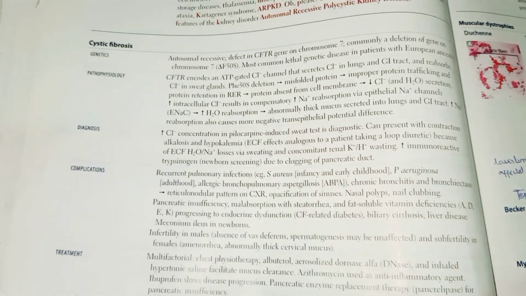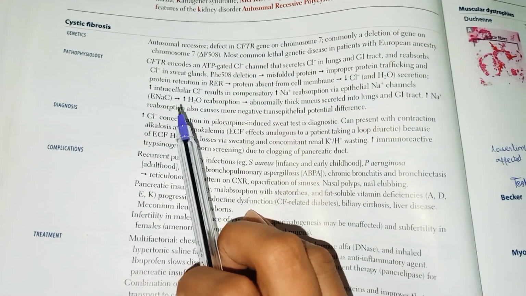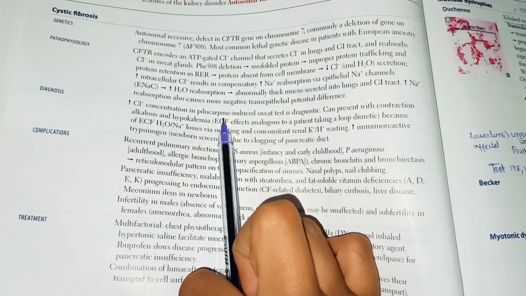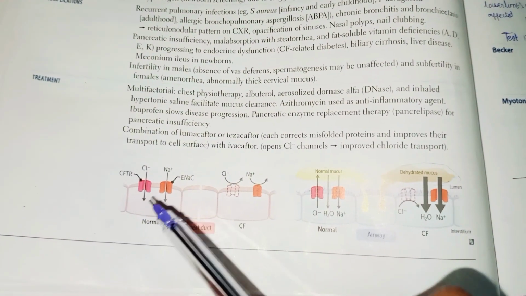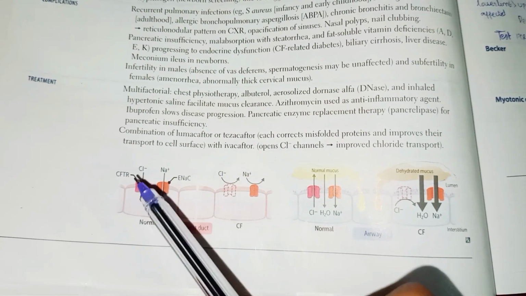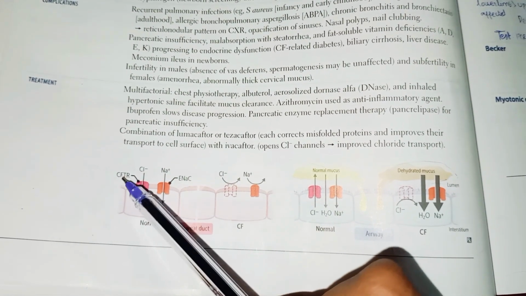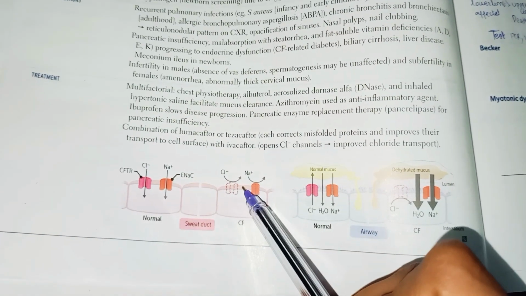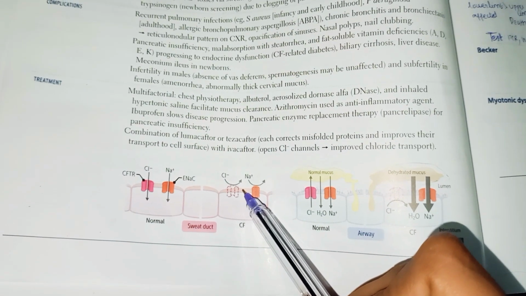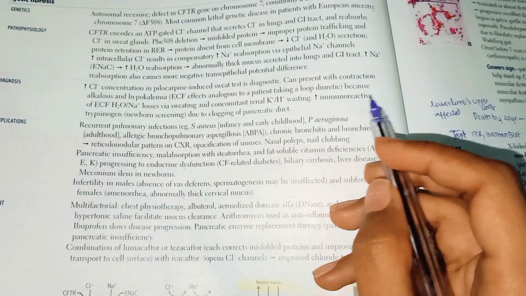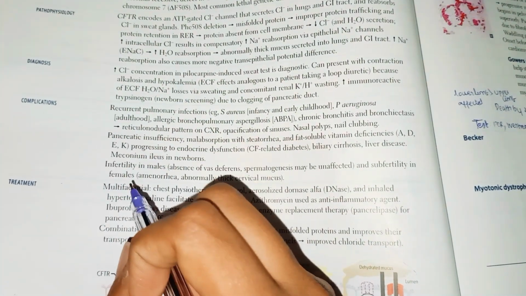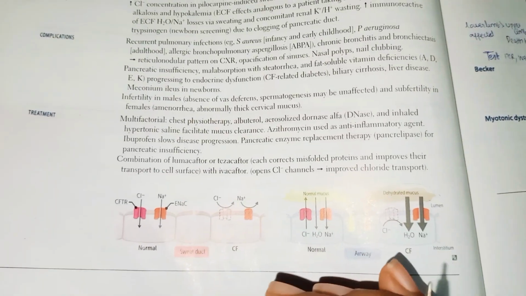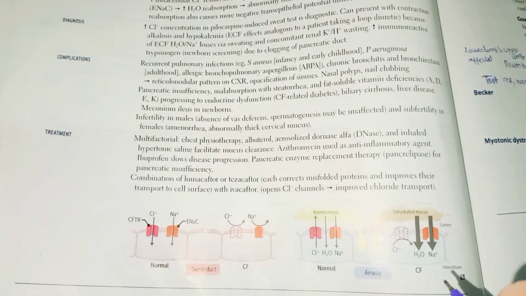Next, coming to the diagnosis part, we can diagnose this disease by seeing an increase in chlorine concentration in the pilocarpine sweat test. In the sweat duct it is opposite, because chlorine is normally reabsorbed here when CFTR is present. So when CFTR is not present, the chlorine concentration is increased in the sweat. That is one diagnostic feature for cystic fibrosis. Another one is you should see an increase in immunoreactive trypsinogen in newborn screening, because even the pancreatic duct is blocked because of this same mechanism. So we need to check this too for the diagnosis.